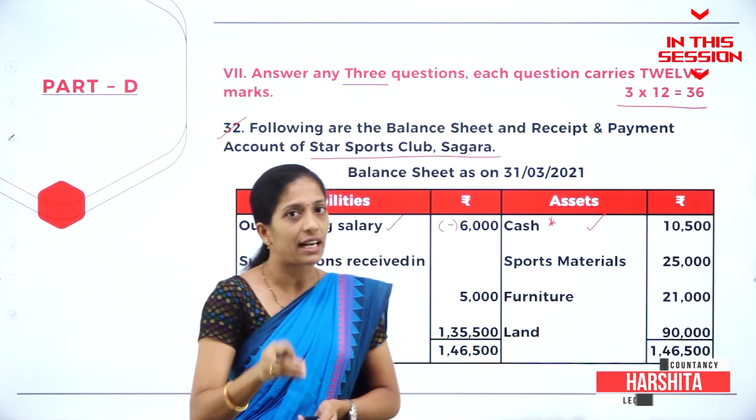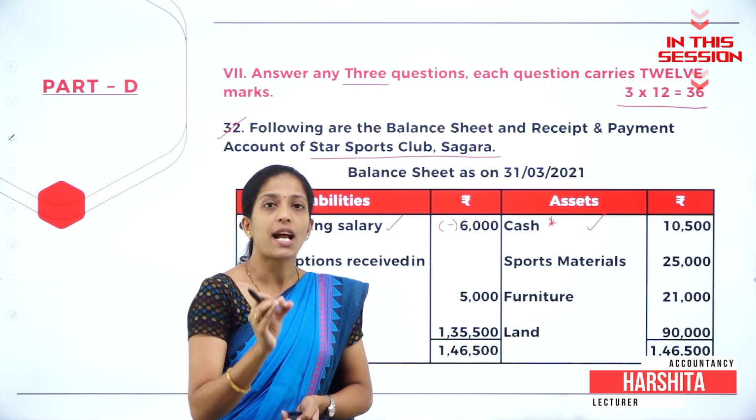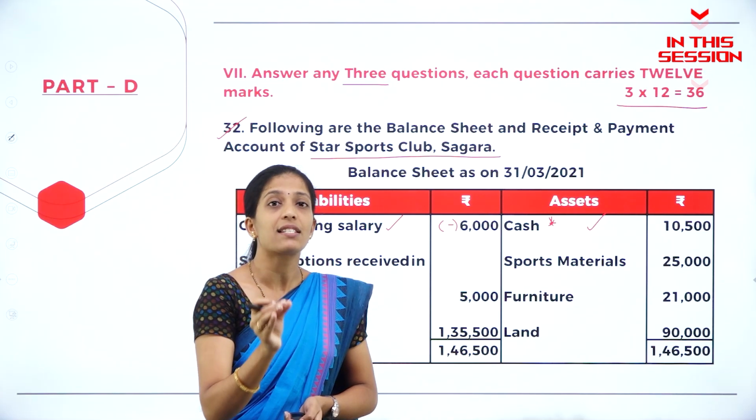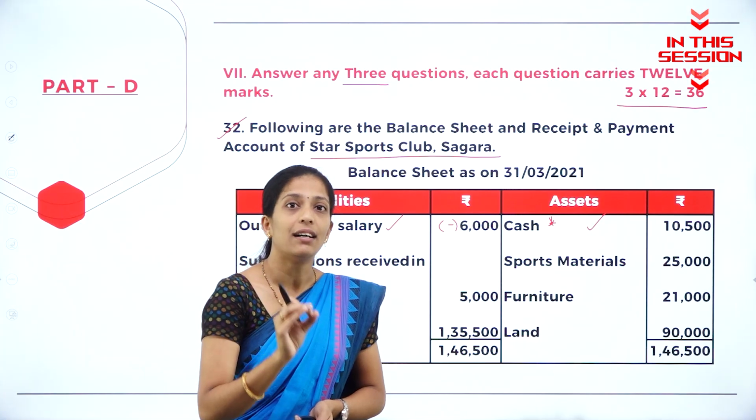Outstanding subscription of current year add, outstanding subscription of previous year minus. Subscription received in advance in the previous year add, received in advance in the current year minus.